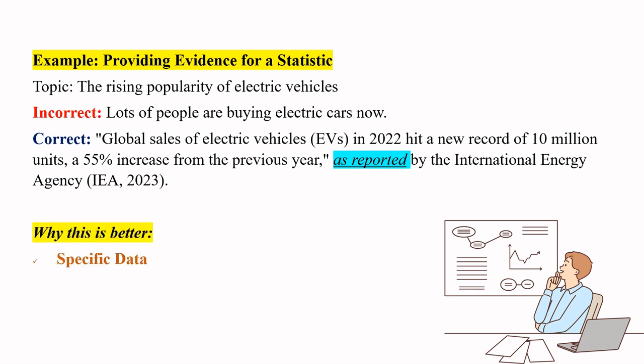Why this is better? Specific data. We have concrete numbers to demonstrate the increase in EV sales. Reputable source. Citing the International Energy Agency lends weight to the statistic. Direct quote. Partial. We've integrated a key part of the IEA's information into our sentence using quote marks.